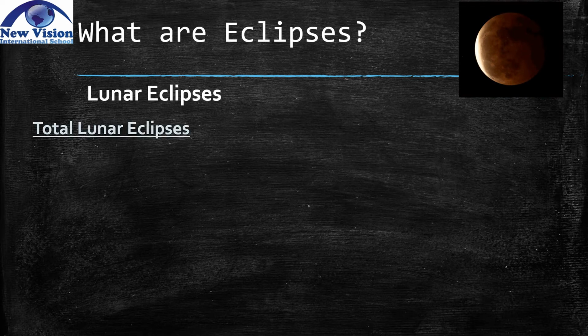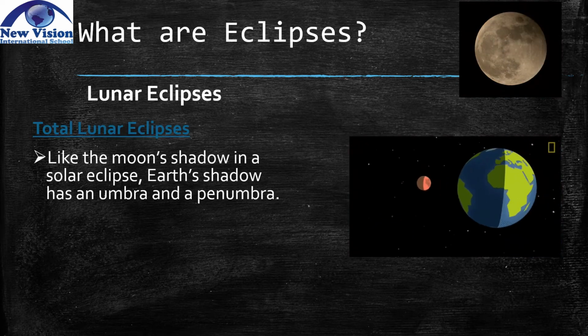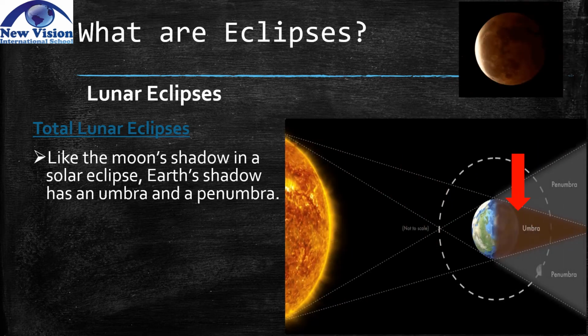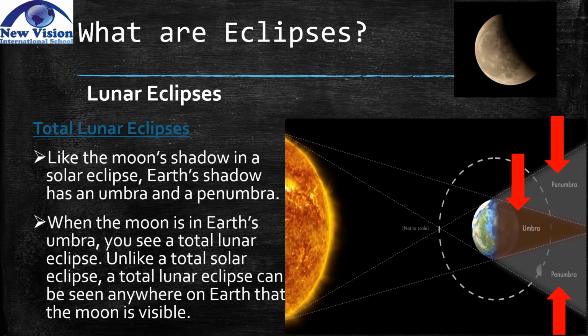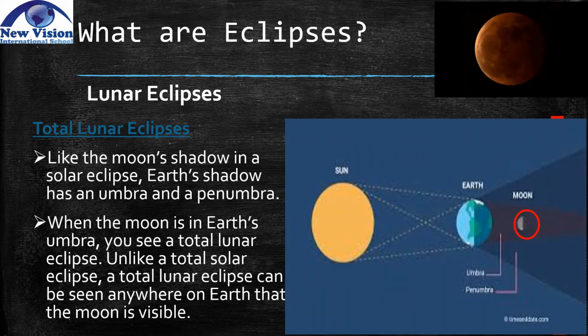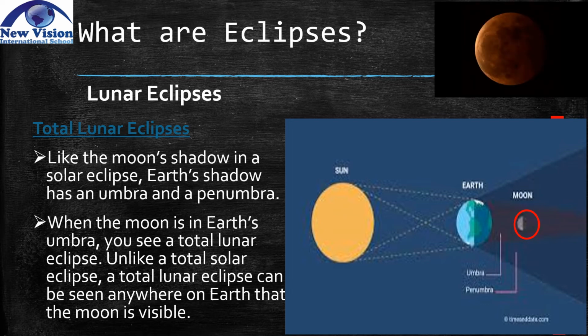Total lunar eclipses. Like the moon's shadow in a solar eclipse, Earth's shadow has an umbra and a penumbra. When the moon is in Earth's umbra, you see a total lunar eclipse. Unlike a total solar eclipse, a total lunar eclipse can be seen anywhere on Earth that the moon is visible.